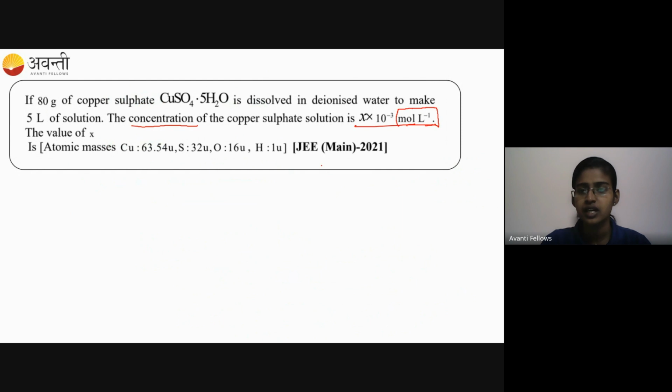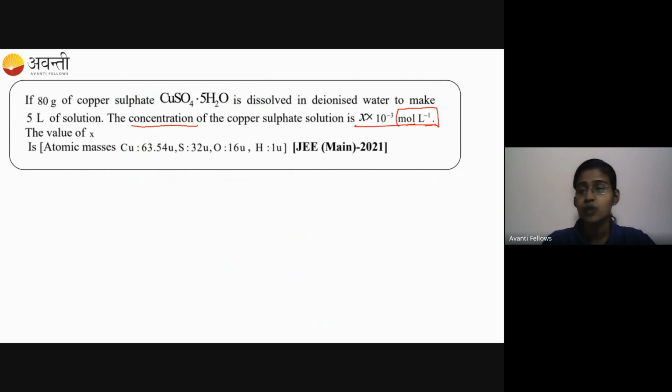Can anyone try? Mole per liter is the unit for which concentration term? In today's class only we have discussed. Zain from Viramnagar, you have raised your hand. Yeah, very good. It is the molarity. It is a unit of molarity.